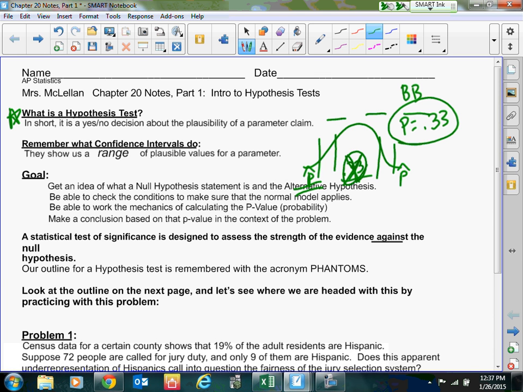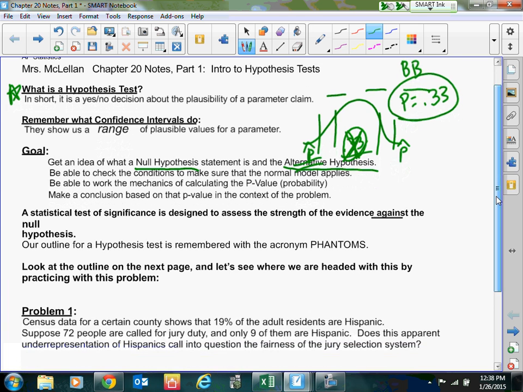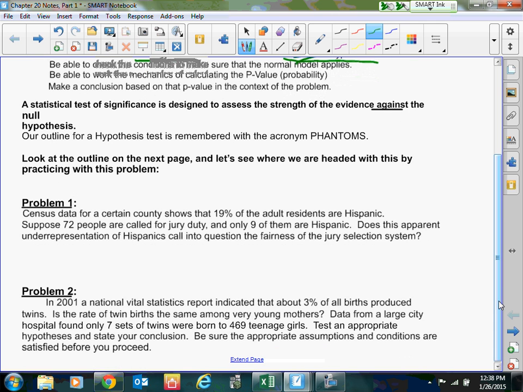That's what we're doing. Now the first thing you have to do is get an idea of what the null hypothesis and alternative hypothesis statements are. So that's what we're going to do first. Let's jump to problem number 1.